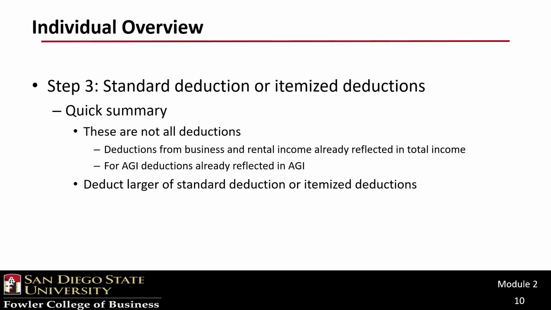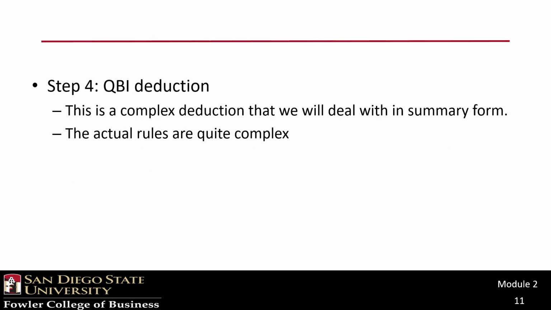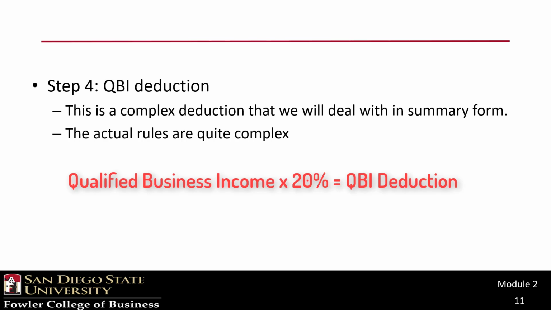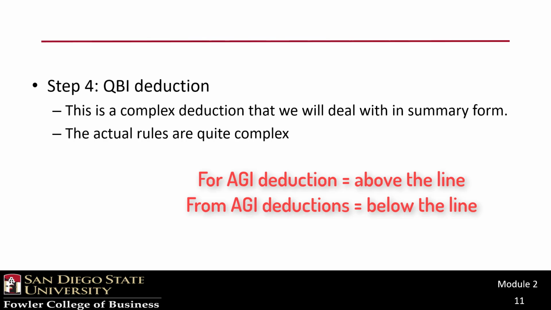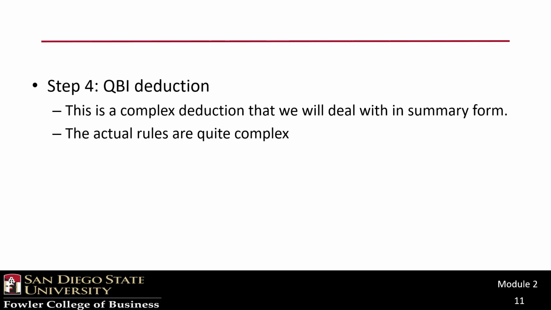For taxpayers with few or no itemized deductions, the standard deduction is available. The tax law permits the deduction of the greater of the standard deduction or itemized deductions. Next is the QBI deduction, or Qualified Business Income Deduction. This is a bit complex, and we'll unpack it later. But for now, know that it's designed to be 20% of your pass-through business income. Collectively, these deductions, the standard or itemized deductions, plus the QBI deduction, are known as from AGI deductions, or below the line.